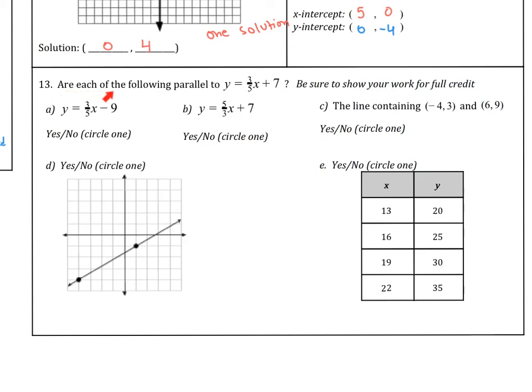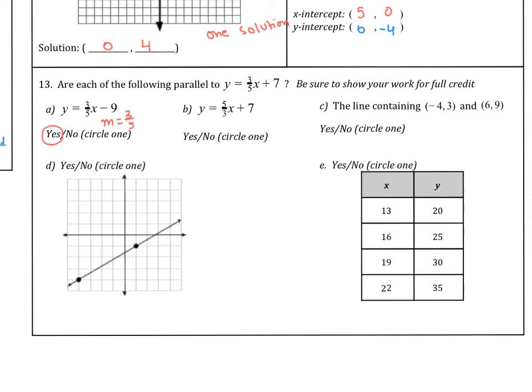Number 13, are each of the following parallel to y equals 3 over 5x plus 7? Be sure to show your work. In order to have two lines parallel, their slopes should be the same. So if you see letter A, y equals 3 over 5x minus 9, the slope of this line is 3 over 5, which matches with the slope of the given line, that is 3 over 5. So the slopes are the same. It means yes, this line is parallel to the given line.